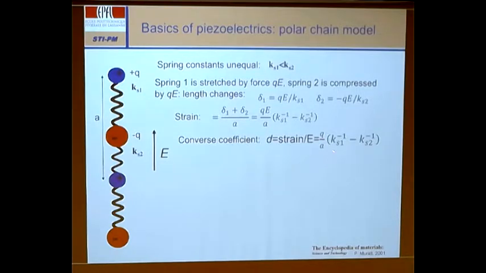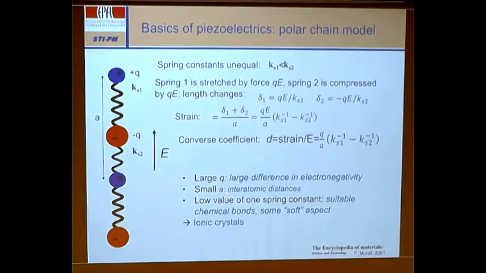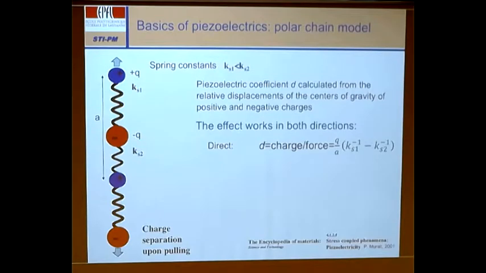So you can conclude that I need a crystal where I have two spring constants that are different. It must be polar, and the charges must be as high as possible. And the distance must be as short as possible. If you look at this, practically ionic crystals are a solution. That's why ionic crystals are very good: large Q, small a. You can look in your structures where is the small spring constant and where is the large spring constant. The direct effect works the same way. You will find out that exactly this gives the same formula, and that's good, because they should be the same.